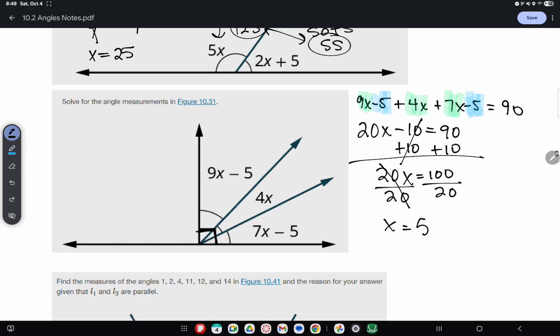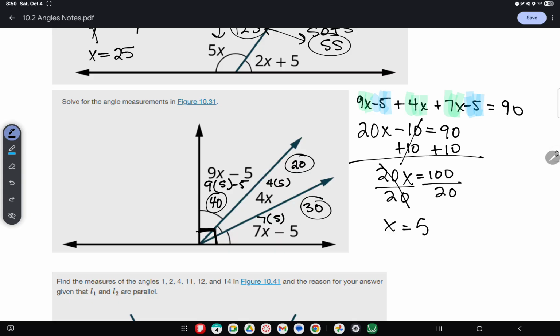And now I can find all the angle measures. I can substitute in 5 for x in all of these. So 9 times 5 is 45, minus 5 is 40. And then 4 times 5 is 20. And then 7 times 5 is 35, but then minus 5 is 30.